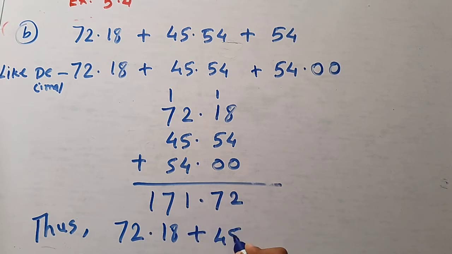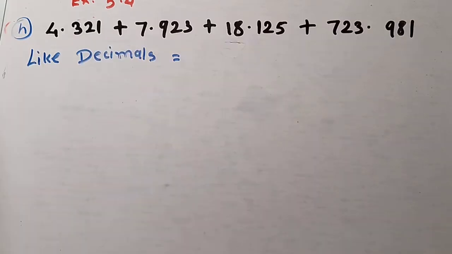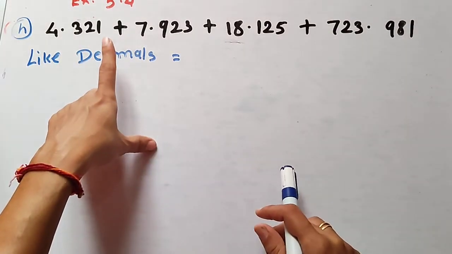Again you have to write the whole step. 72.18 plus 45.54 plus 54 is equal to 171.72. This is your answer. Okay, so this is question B. Now see, this is the last question, question H from exercise 5.4.